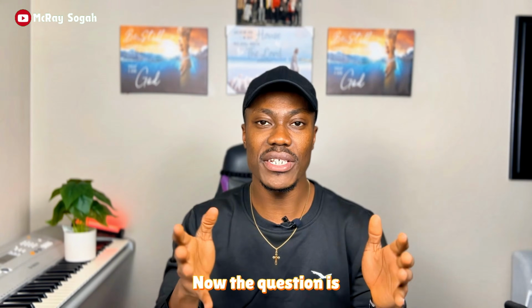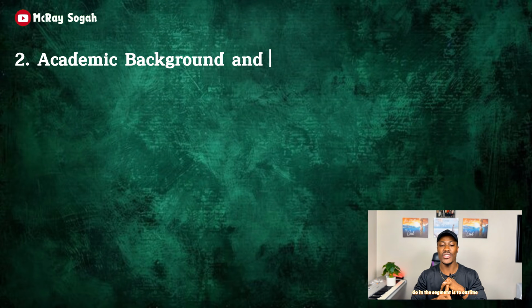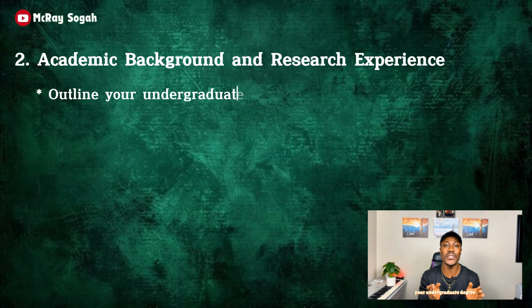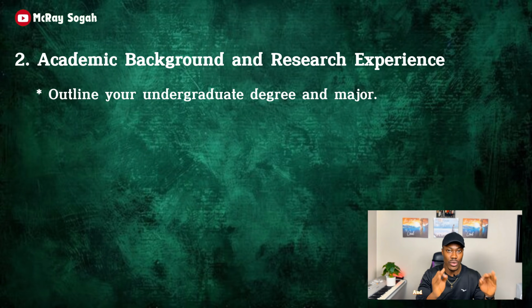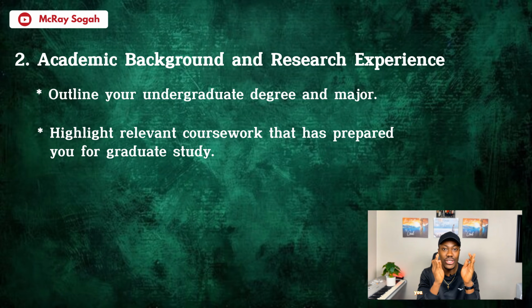Now the question is, how do you do this? The first thing to do in this segment is to outline your undergraduate degree and major. Whatever you studied, you need to make it well known, and your major also. The second thing is to highlight the relevant coursework that has prepared you for your graduate study. Highlight clearly the things that have prepared you enough for a graduate degree program.